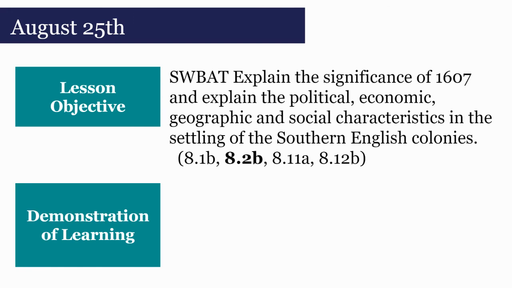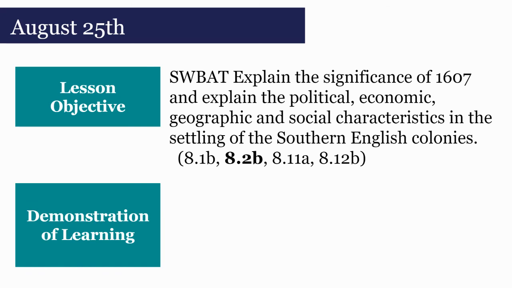Okay, so today you will be able to explain the significance of 1607 and explain the political, economical, geographical, and social characteristics in the settling of the Southern English colonies. So let's talk about that for a second. What does this mean? One, we see we have a date there. So we need to know, why is that date important? We just talked about Jamestown being founded or established in 1607.